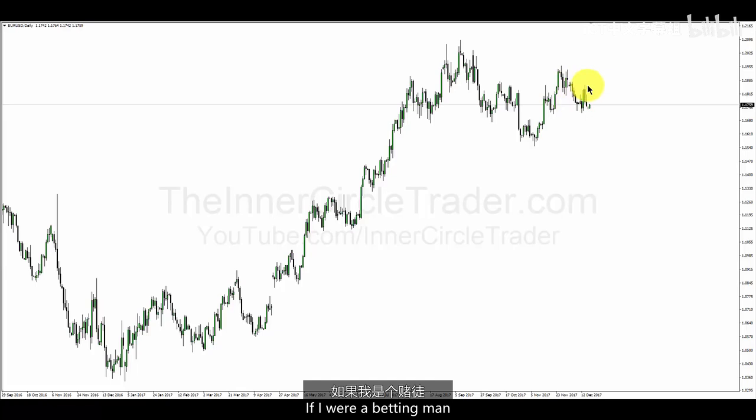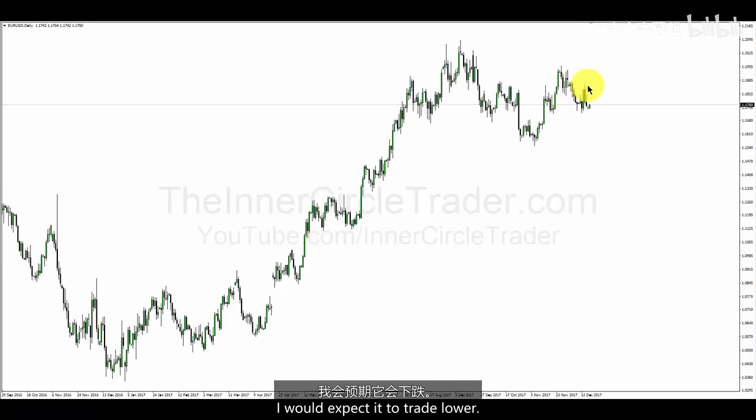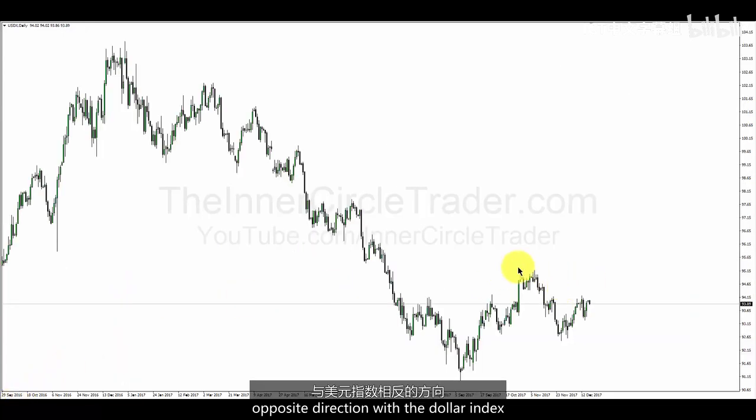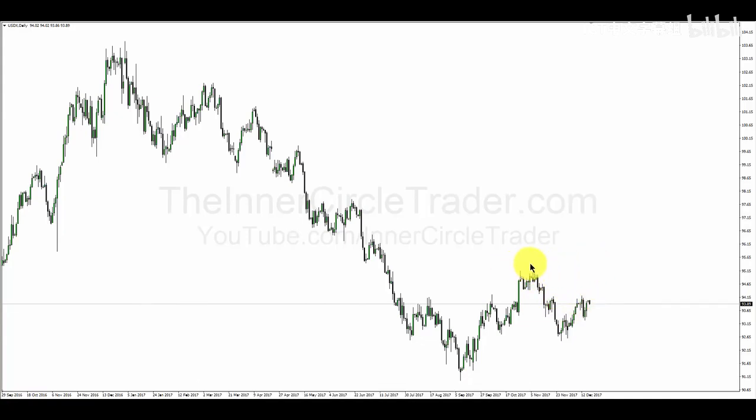If I were a betting man and forcing myself to take a trade where we're at right now, I would expect it to trade lower. Now, will it gun through these relative equal lows? Well, it looks a little bit cleaner for that to occur in the opposite direction with the dollar index because we have equal highs up here, and the market could in fact try to trade above these equal highs and reach for that.